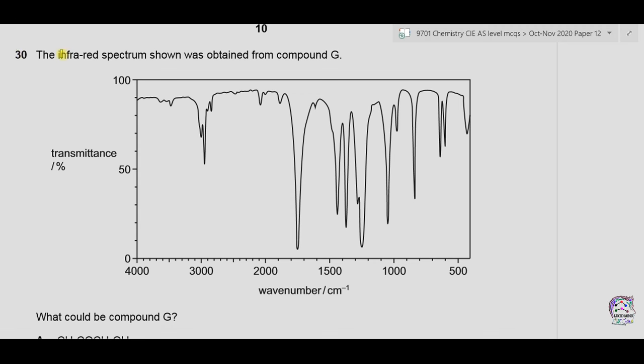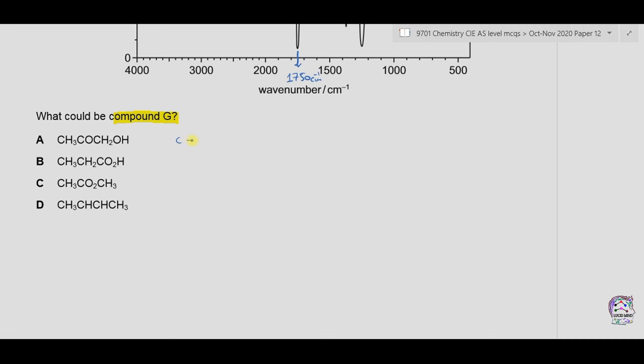Question 30. The infrared spectrum shown was obtained from compound G. What could be compound G? We can see that this peak is significant and it comes exactly between 1700 and 1800, so the value could be 1750 per centimeter. And this is also a sharp peak. A is this compound having alcohol functional group and also ketone functional group.